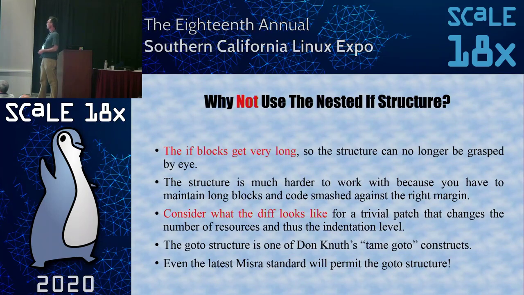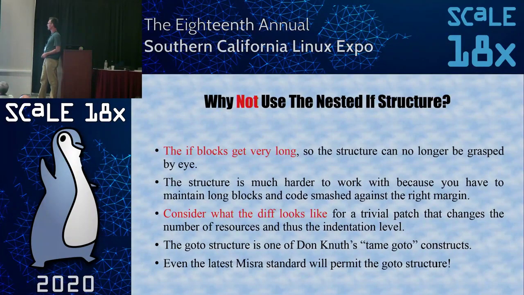But here's the more important one that people don't think about. Suppose I make a trivial patch. I change one line in the work section, but I do have to either remove or add another resource. What does the diff look like when somebody has to review that patch? It's the entire freaking function because I changed the white space. That's not nice, okay? So you might not do it because of that.